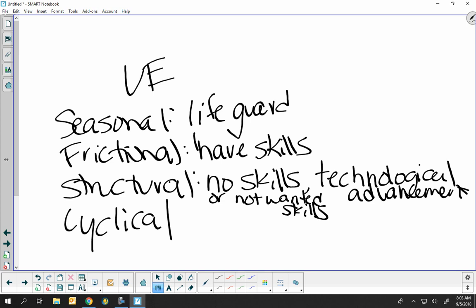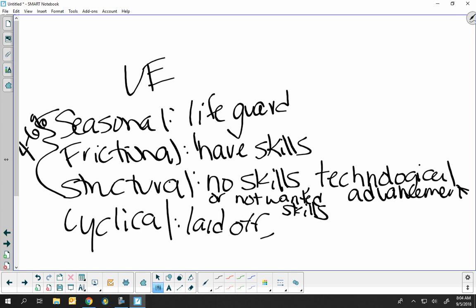That's structurally unemployed. If you were to add these three up at any given time of the year, what percentage of people are either seasonally, frictionally, or structurally unemployed? 4 to 6%, and that is the natural rate of unemployment. We naturally have those three. It's when we are above 6% that we have the last one, cyclical unemployment. Maybe they're laid off because of some sort of economic downturn, basically a recession.